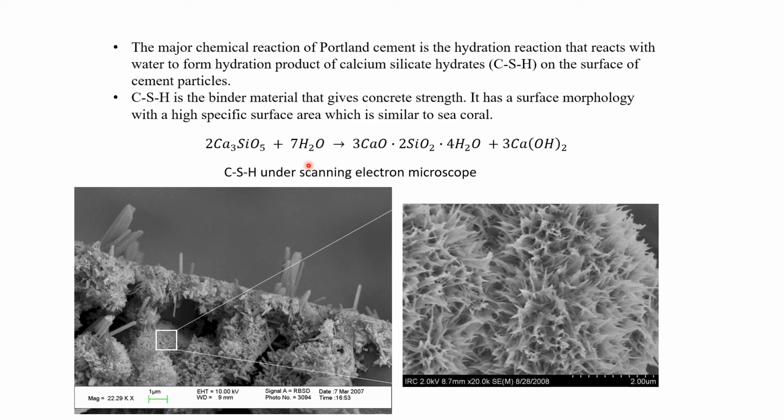How does Portland cement work? The major reaction of Portland cement is the hydration reaction, which reacts with water to form the hydration product calcium silicate hydrate, or CSH. This material forms on the surface of the cement grain. CSH is the bonding material that gives concrete strength. That's because it has the morphology I show here, with a high surface area that is similar to silica. This high surface area produces a van der Waals force that gives concrete strength.